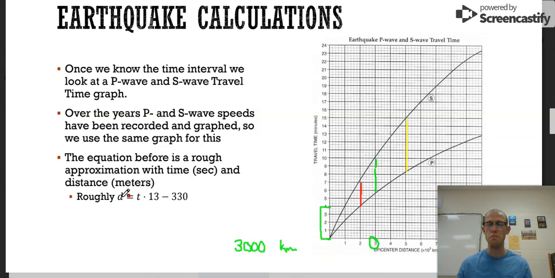Sorry, your distance in meters, I believe. Might have to check that one. So I'll look at that, but I'm thinking it's going to give you a distance in kilometers, which it should give you a distance in meters if we were talking true physics calculation, because distance is meters. But I'll look into that one. We'll be using this graph more often than not.